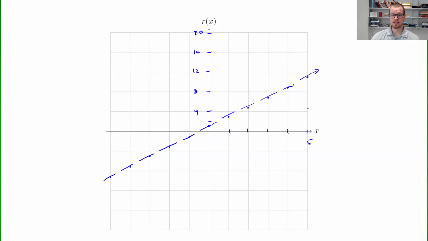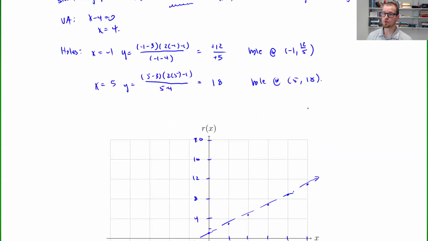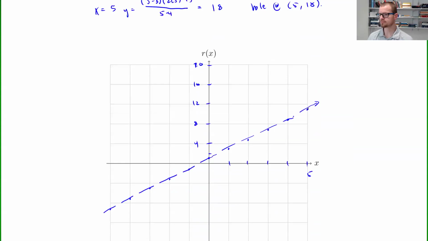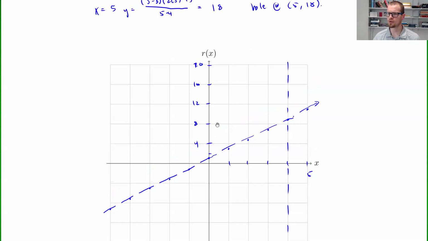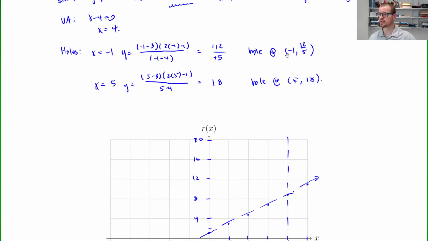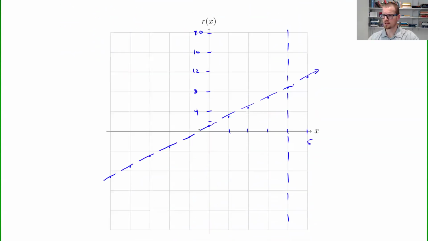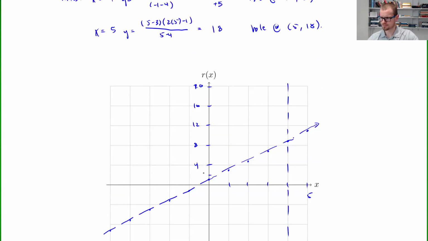Now I would like to plot the vertical asymptotes. There's only one, x equal to 4. So this is actually 4 over here. So x equals 4 gives us our vertical asymptote. And then we have 2 holes. So -1, 12 fifths. -1 and positive 12 fifths. Yes. -1. Positive 12 fifths, so a little over 2.